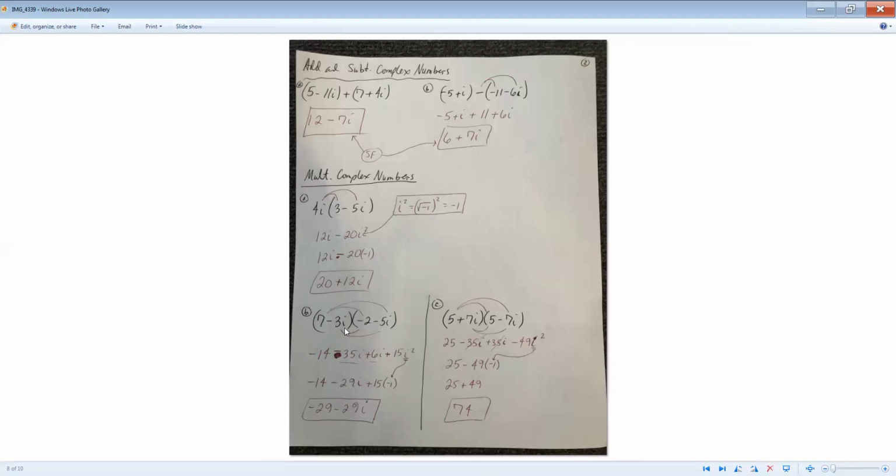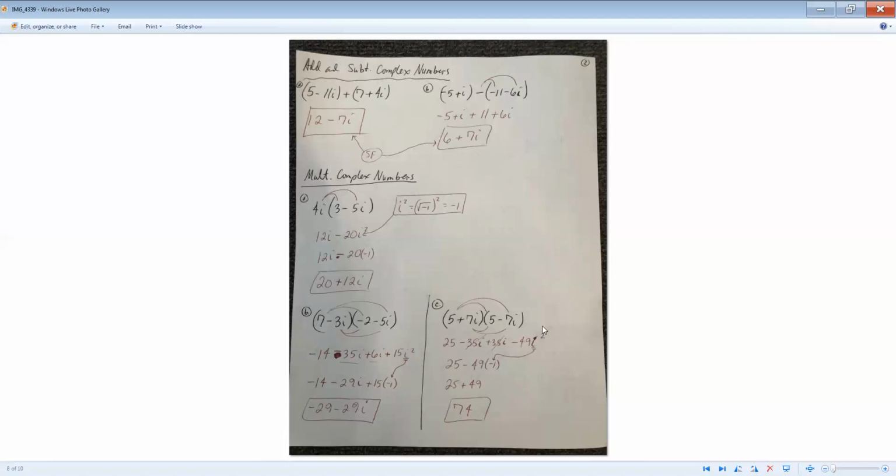Here, 7 minus 3i times -2 minus 5i. Do your binomial distribution. 7 times -2 is -14. 7 times -5i is -35i. -3i times -2 is +6i. -3i times -5i, +15i squared. Combine your like terms in the middle. -35i plus 6i is -29i. i squared turns to negative, so that's a -15 and a -14, which would be -29 minus 29i.